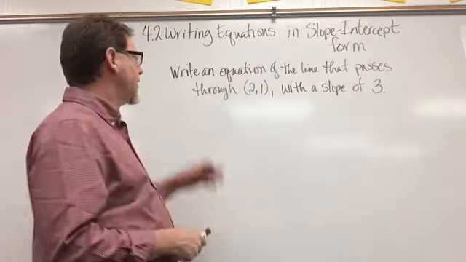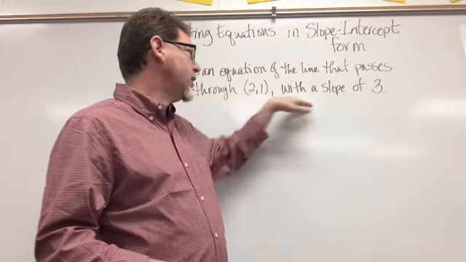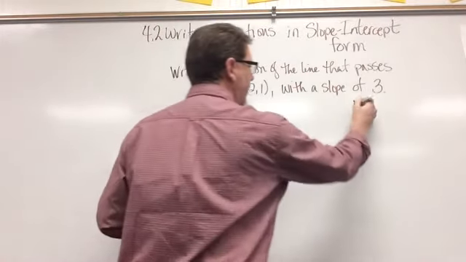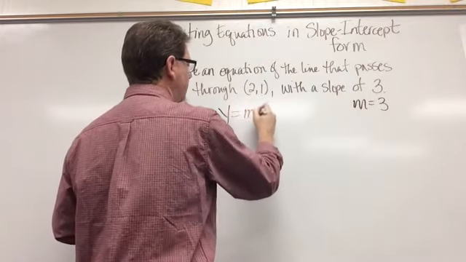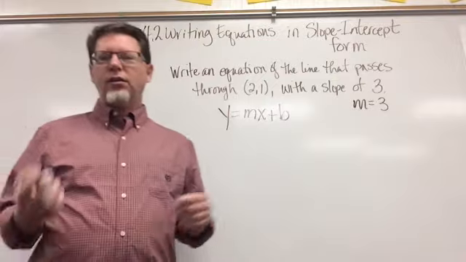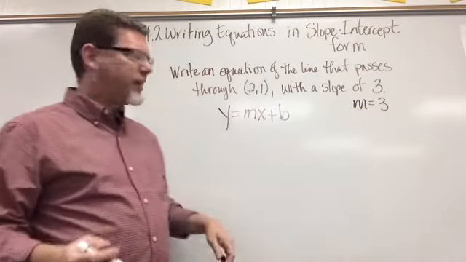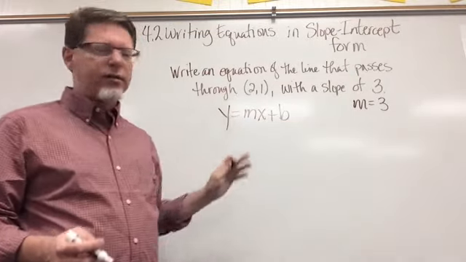So let's say we need to write an equation of a line that passes through (2, 1) with a slope of 3. So we know that m equals 3. So I'm going to start with y equals mx plus b, and I'm going to plug in what I know and solve for what I don't know. I know the slope already, so the one thing that I don't know is what b is. What is my y-intercept? So I'm going to plug in everything else.